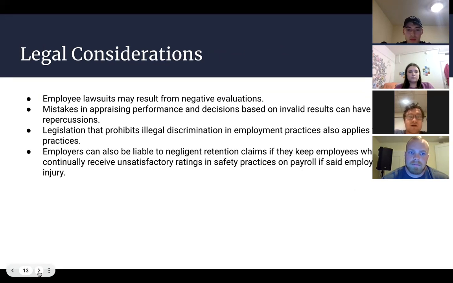And then some legal considerations. Employee lawsuits may result from negative evaluations, especially if they feel like there are biases involved. So mistakes in appraising performance and decisions based on invalid results can have serious repercussions. Legislation that prevents or prohibits illegal discrimination in employment practices also applies to performance evaluation practices as well. Employers can also be liable for negligent retention claims if they keep employees who continually receive unsatisfactory ratings and safety practices on payroll if said employee causes an injury. So that would leave the company liable.